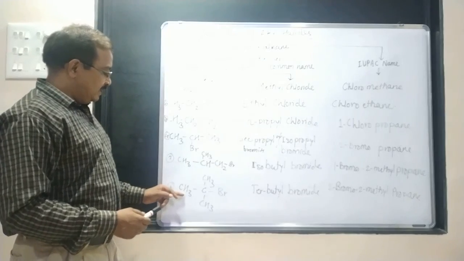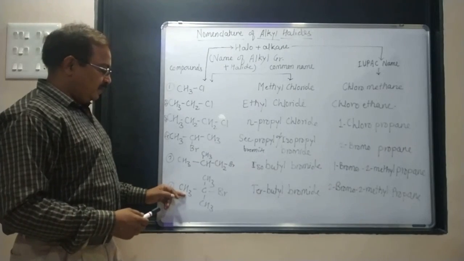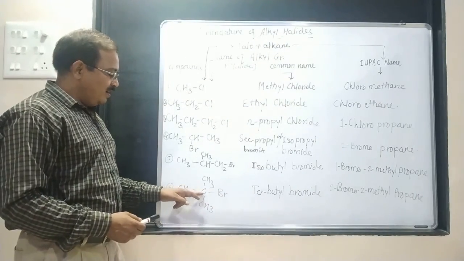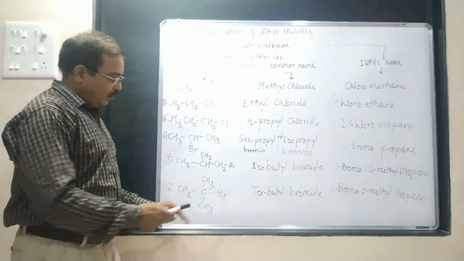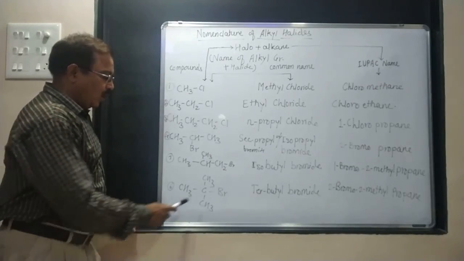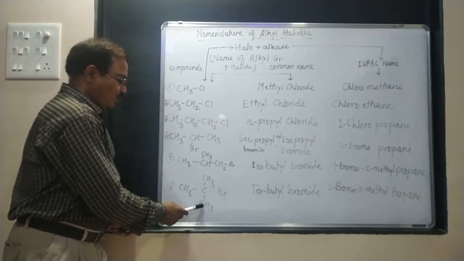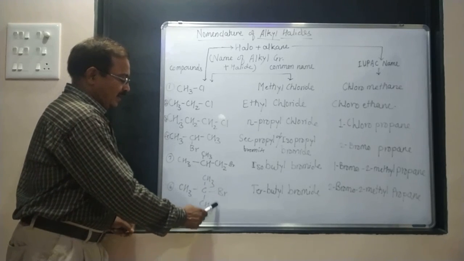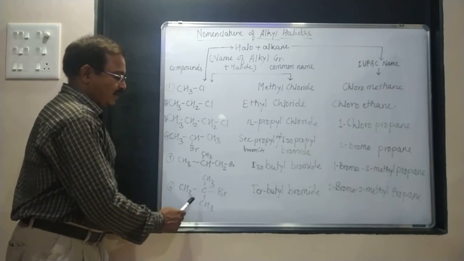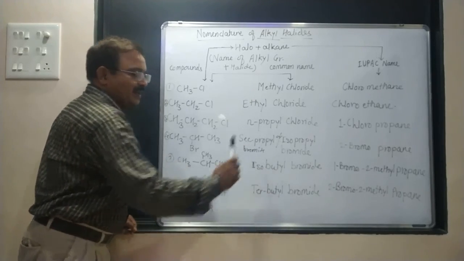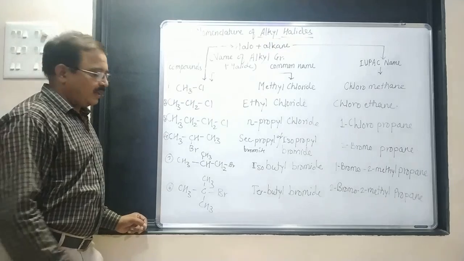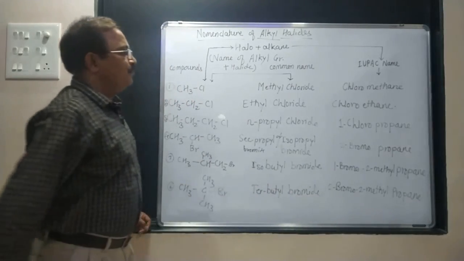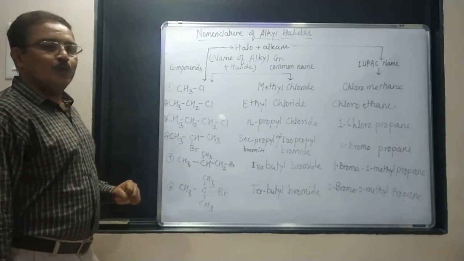Now let us see the sixth compound. In that, the halogen, that is bromine, is attached to a tertiary carbon atom. Why is it called tertiary? Because this carbon atom is attached to 1, 2 and 3 carbon atoms. And the compound contains a total of 4 carbon atoms. So tertiary butyl is our alkyl group and bromine is there. Therefore tertiary butyl bromide. Okay, the common nomenclature system is over.